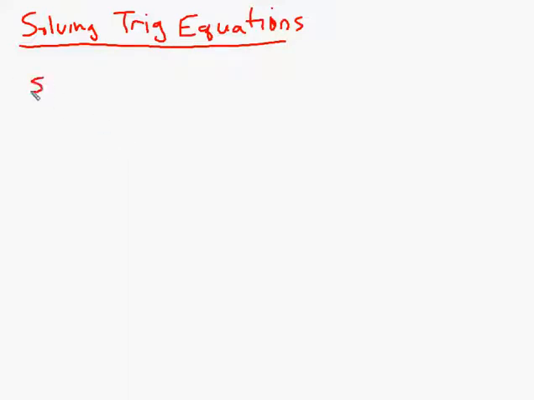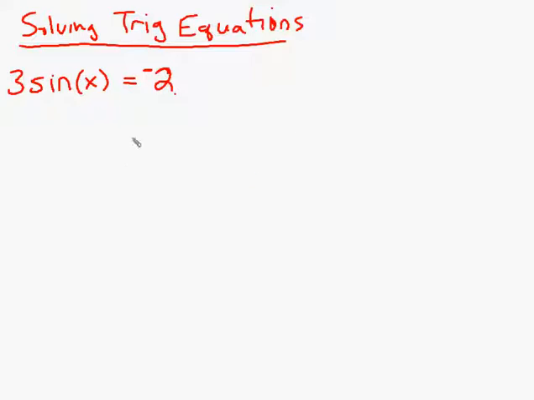So let's say I have 3 sine x equals 5. We'll make it not 5, that won't work. We'll make it -2.